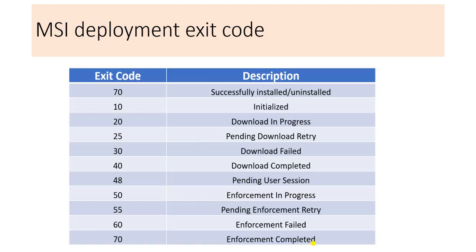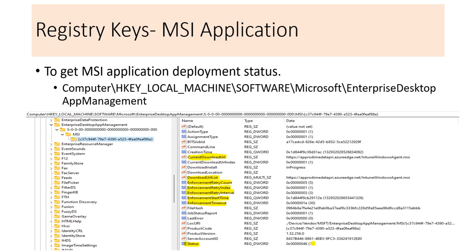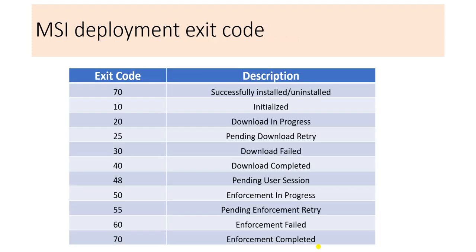Now let us understand the exit code for an MSI deployment. What will the exit code be? We can see it in the registry key that I showed you here. The status code is 70. What is the meaning of 70? We can see that 70 means successfully installed or uninstalled.